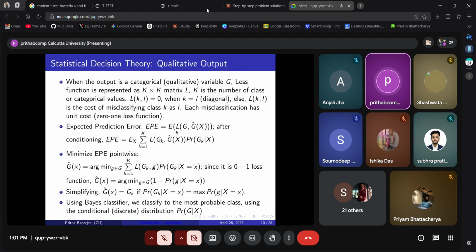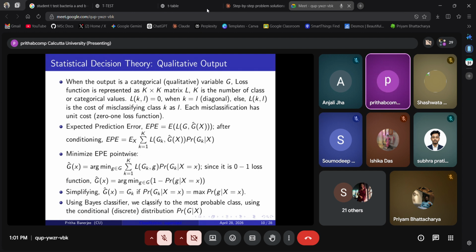That is basically the expectation of this loss, L of G comma G cap X. What it means is the difference between the original G, where G is the original and G cap X is what is computed. This is the loss function. So again, what we try to do is minimize this expected prediction error.